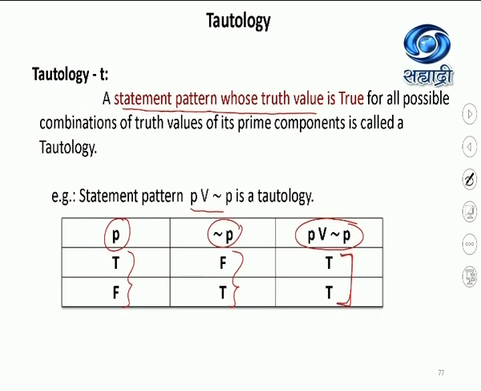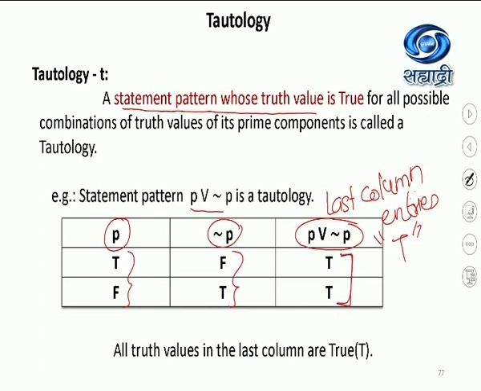In short, entries in the last column should all be T, only T. Then the given statement pattern is a tautology. In simple words, you give the exam, you get all 100 answers correct, 100 out of 100 marks, that is your tautology. What is a contradiction?